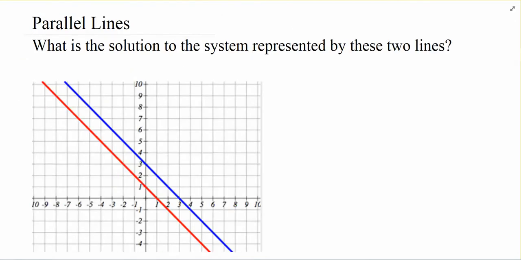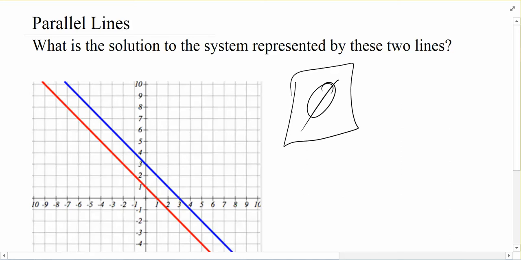So what if you were trying to find the solution to a system, and when you graphed them, both lines end up being parallel to each other? Where do they cross at? Well, they don't. So it is possible to have a system of equations that has no solution. And so we can say no solution. We can use this empty set symbol as well.